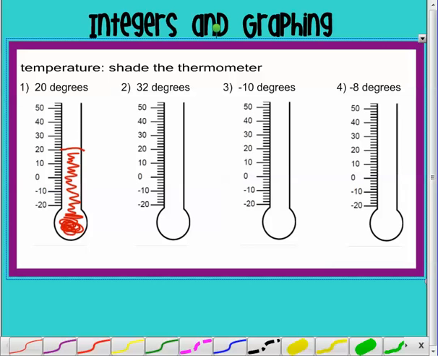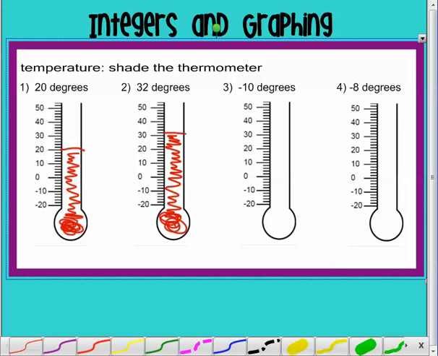In the second example, we're asked to mark 32 degrees. So we can start at 0. We're going to count positive 10, 20, 30, and we have to be careful here because there are not 10 marks between 30 and 40. There are only 5 spaces. That means we're counting by 2s. So that first mark is not 31 but 32. Be very careful in the direction that you travel when you're marking on these thermometers.